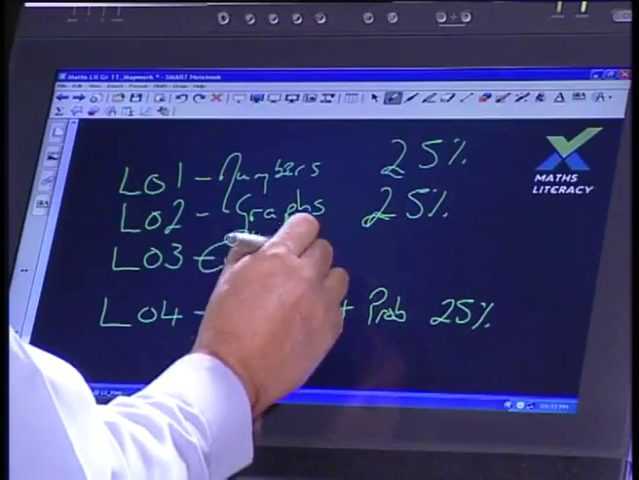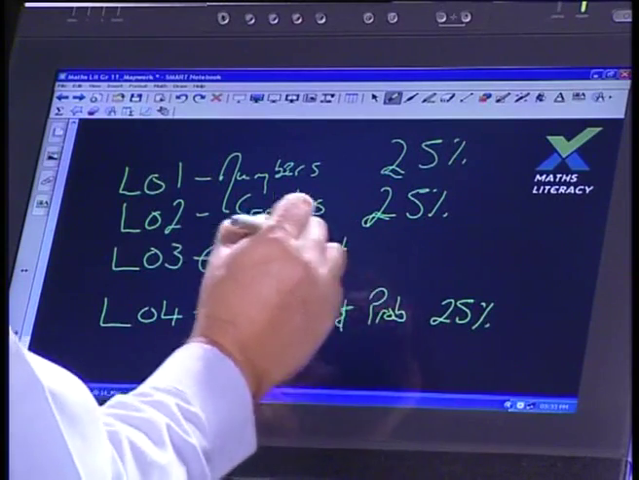Now, LO3. LO3 is broken up into 2 parts. The first part, we have shape and measurement, where we look at volumes, we look at areas, we look at perimeters. A lovely section. So we have all these different shapes. And then we also have map work. Combined, the shape and measurement and the map work give us a further 25%.